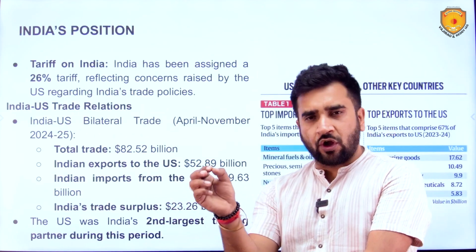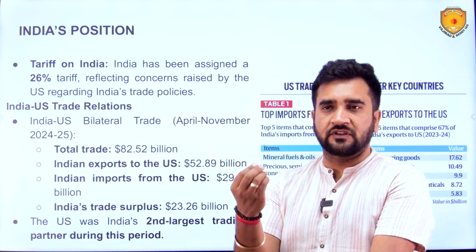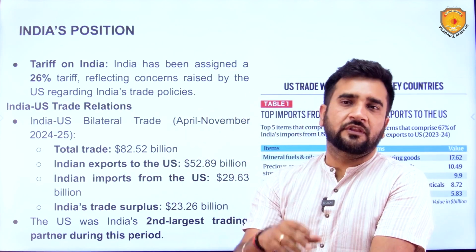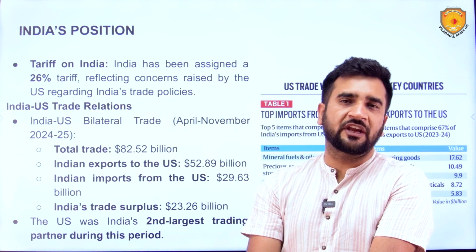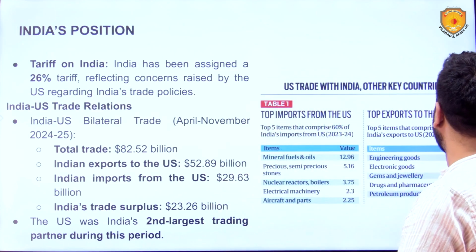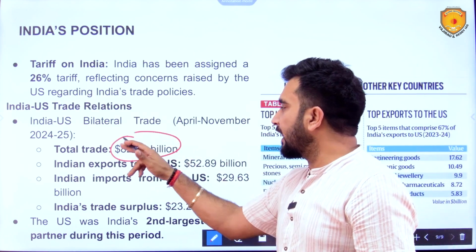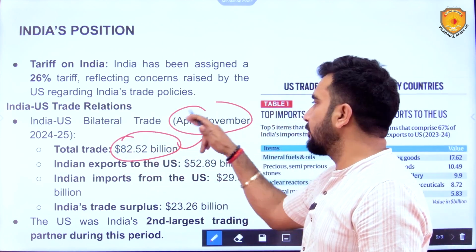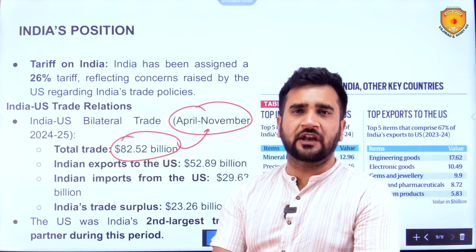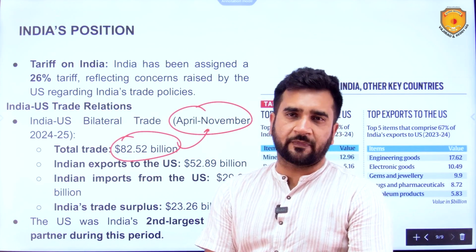Now specifically talking about India's position, 26% tariff, which is half of the tariff imposed by India on the American goods coming into the Indian markets, that is 52%. So India-US trade relations: the total trade is $82.52 billion from April to November. Total trade is around $120-130 billion, and the USA is in the top 2 trading partners apart from China for India.